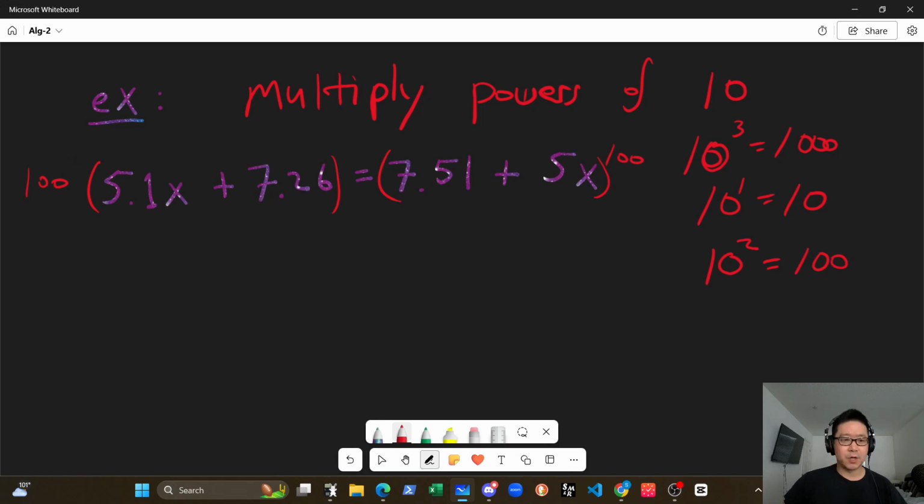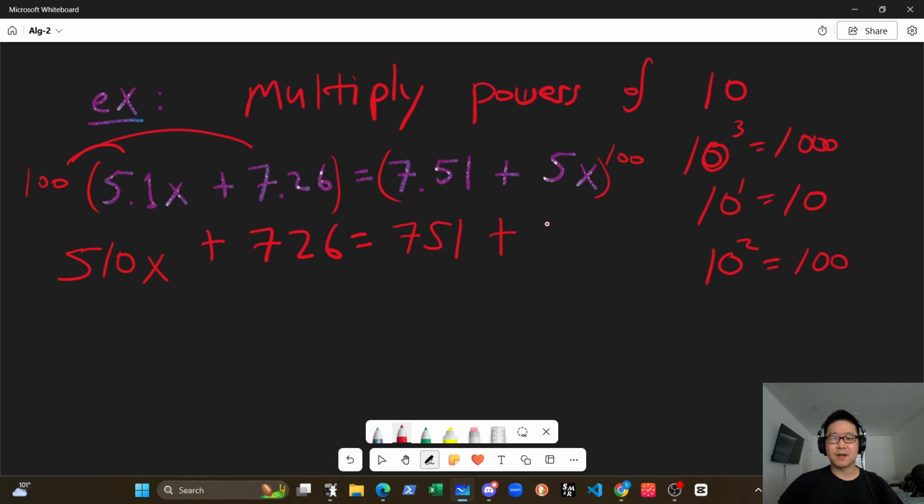Okay, so let's do that. We're going to distribute. So 100 times 5.1 is just going to be 510. Right? Since there's 2 zeros, you're going to move the decimal place two places to the right. So we have 510x plus 726. And then on the right side, 7.51 times 100, well, again, the decimal places are going to move to the right twice. And 5 times 100 is going to be 5 and 2 zeros, or 500. And of course the x.